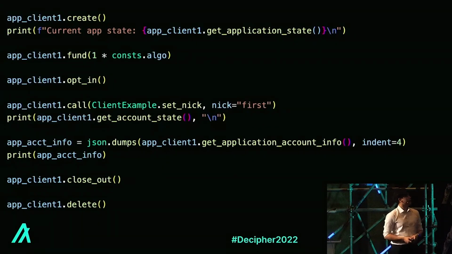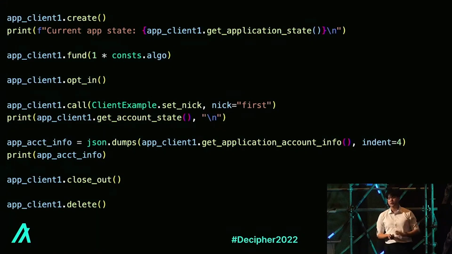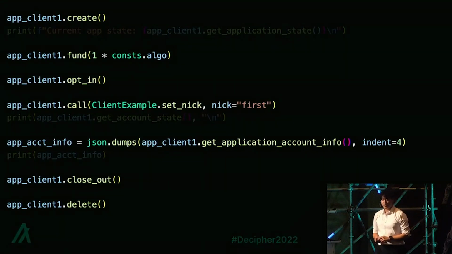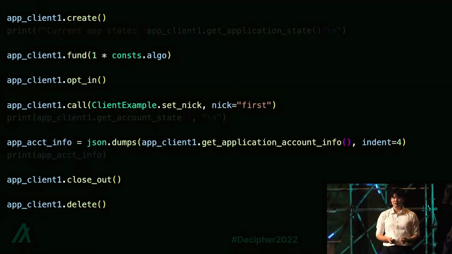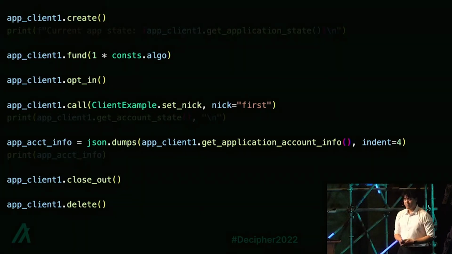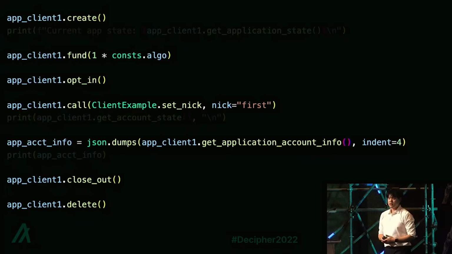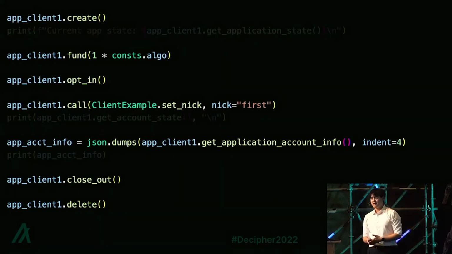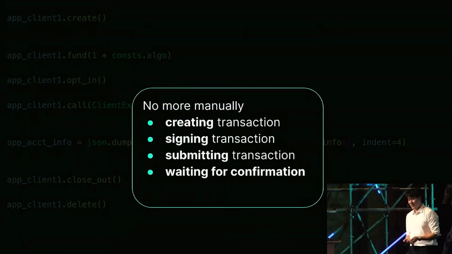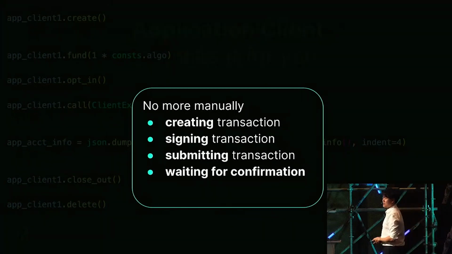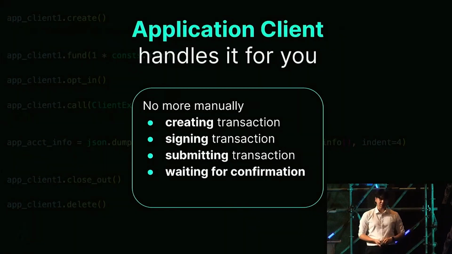The code right here is a demo of using the application client that we just created. So I'm just going to highlight the part of the code that is actually using the app client. Starting from the top, we see that we're using the app client to create the application, to fund it, to opt in, call external methods inside of the smart contract, to get application account info, to close out, and to delete the smart contract. And notice how all of these you can do with one line of code. No more manually creating transactions, signing them, submitting them, and waiting for confirmation. The application client handles it for you.